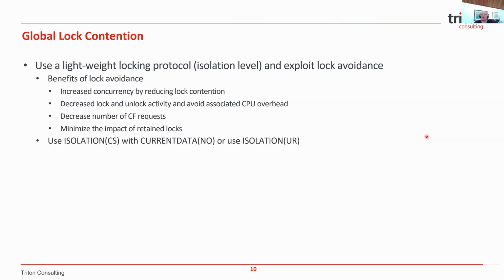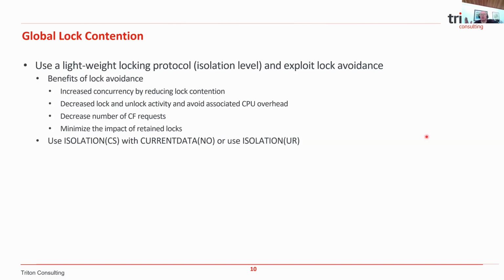Now let's talk about global lock contention further. It really is important for your applications to use a lightweight locking protocol. And by locking protocol, I mean isolation level and to exploit lock avoidance. So those lock avoidance algorithms that came in version 3 and were enhanced further in version 4 are all about trying to reduce global lock traffic, specifically for read-only SQL. There's no lock avoidance for insert, update, and delete locks.